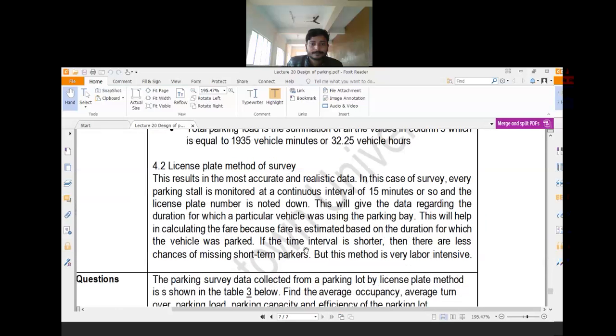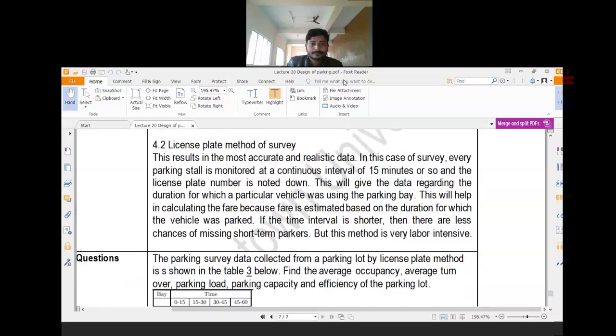Numerical example is not required for you. So another method is the license plate method. In the license plate method, you just have to write down the license plate numbers of all the vehicles which are parked and unparked from the particular area.